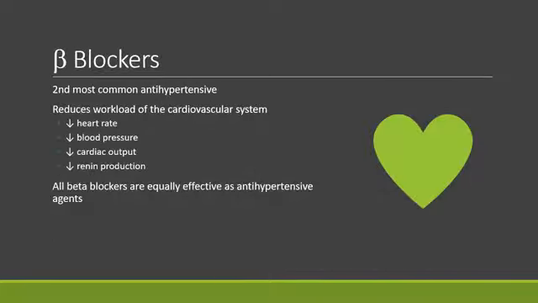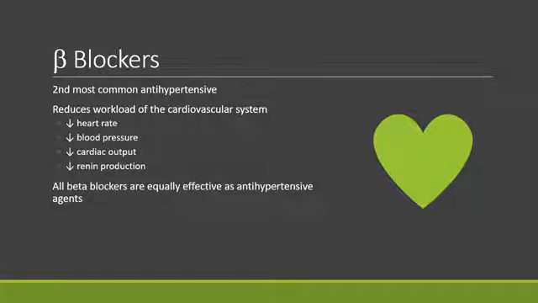The next drug we'll talk about are beta blockers. These are the second most commonly used antihypertensive medications. Beta blockers reduce the workload of the cardiovascular system by essentially blocking the beta receptors and preventing the sympathetic nervous system from being able to exert its clinical or site-specific actions. So what do we see with beta blockers? We expect to see from the beta blockade, specifically the beta 1 blockade, a decrease in the heart rate, a decrease in the blood pressure because of the resulting decrease in heart rate, and a decrease in cardiac output. We're going to see a decrease in renin production as well.